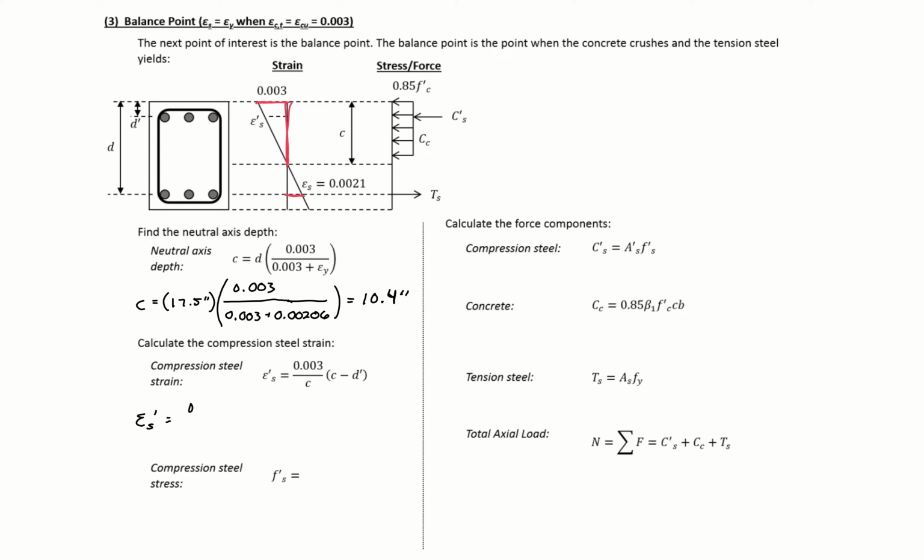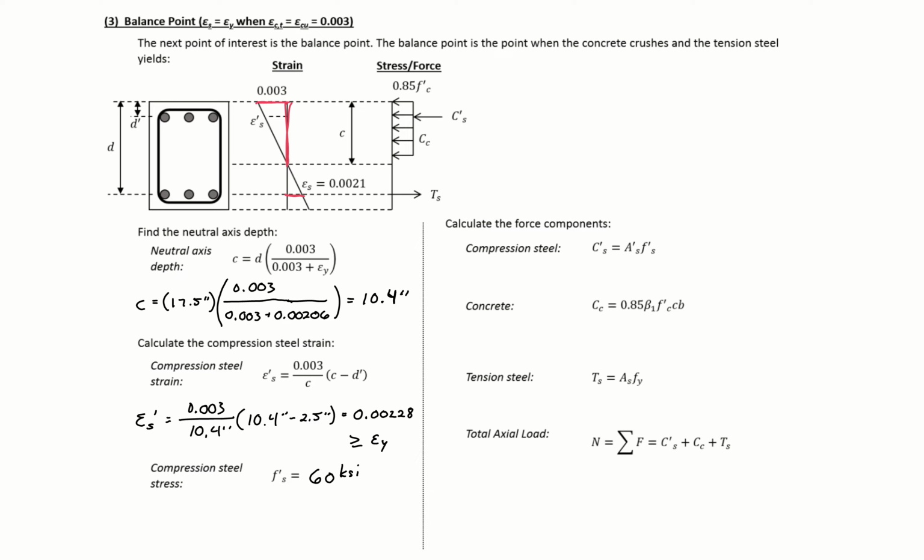So 0.003 divided by 10.4 times 10.4 minus 2.5 will give us a strain of 0.00228, which is still greater than the yield strain, so we still have our top steel still yielding.